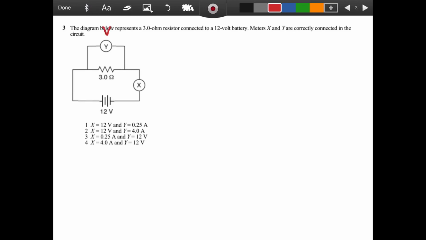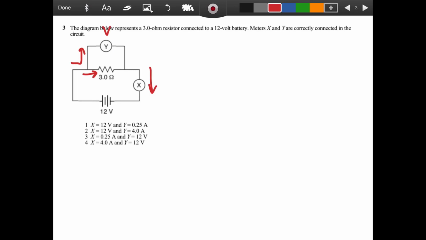When we think of an ammeter, something that measures current, we want all of the current to go through the ammeter, and at point X there's only one path for it to take. We know that Y cannot be an ammeter because some current will split and go up, and another amount of charge will go right through the resistor of 3 ohms.